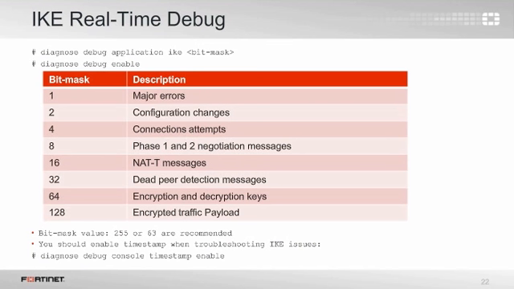The most common values for the bit mask are 255, all outputs enabled, and 63, shorter output. They both show the DPD packets and all the information required for troubleshooting IPsec negotiation problems.